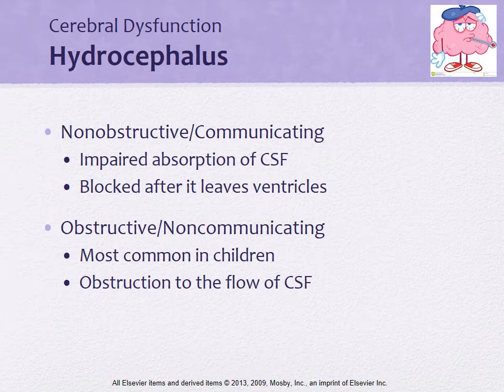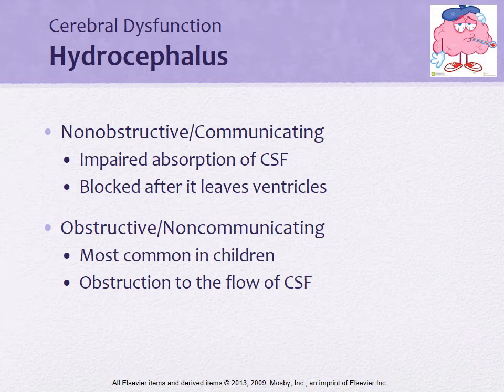Okay, so there are two types of hydrocephalus. All right, there's non-obstructive or communicating hydrocephalus. In this type of hydrocephalus, there's just an impaired absorption of CSF somewhere. Typically, it occurs where the CSF is leaving the ventricles and going into the subarachnoid space. So as it leaves that fourth ventricle and goes into the subarachnoid space, somehow it's not absorbing as it should.